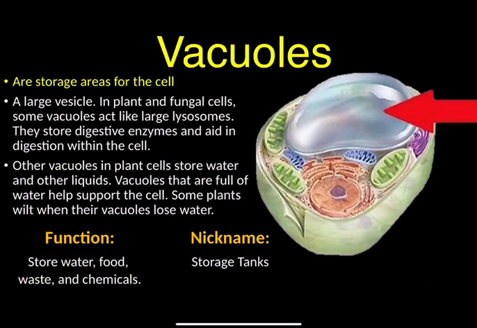Other vacuoles in plant cells store water and other liquids. Vacuoles that are full of water help support the cell. Some plants wilt when their vacuoles lose water. Because of this, we call it the storage tank.